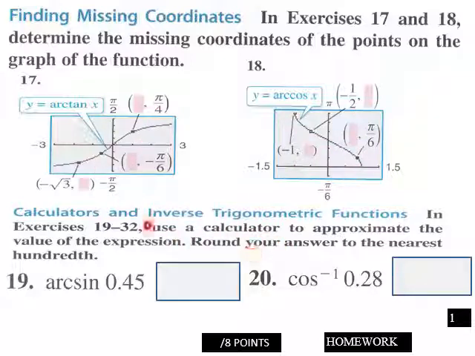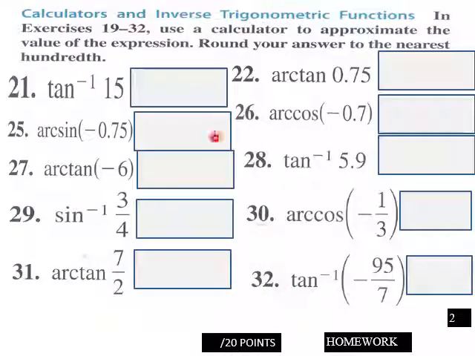And then in 19 to 32, use the calculator to approximate the value of the expression here, 19 and 20. You got 8 points here for page 1. Page 2, same thing. Use your calculator to find the values here of these. 20 points for page 2.